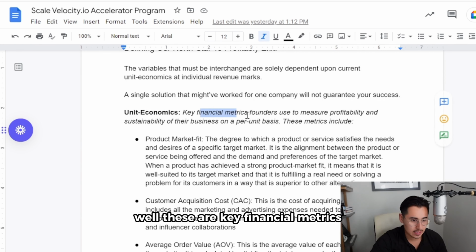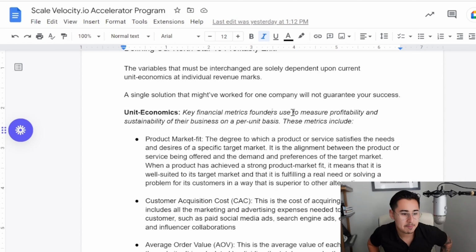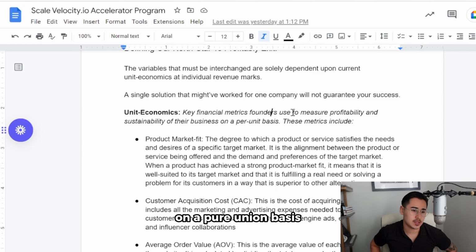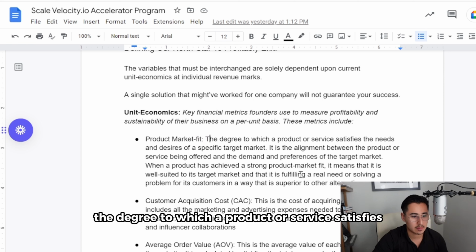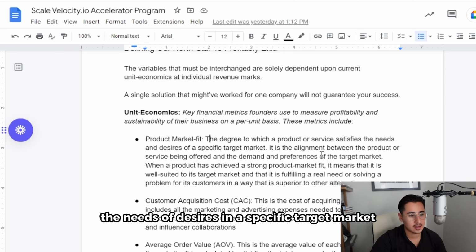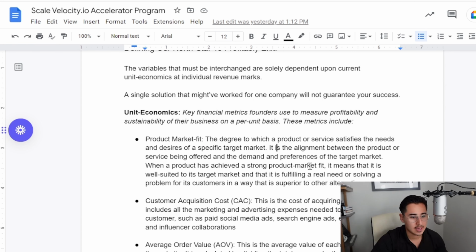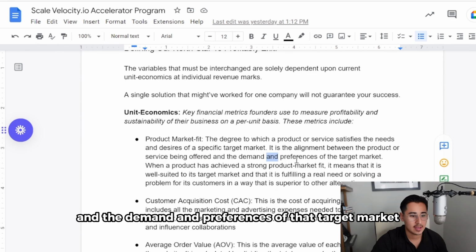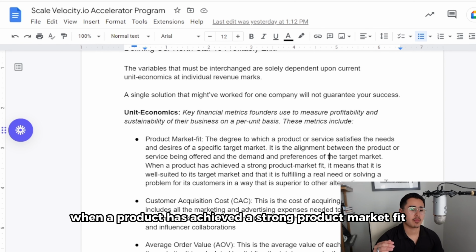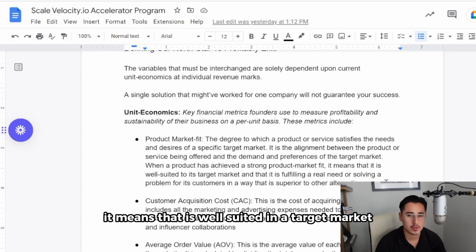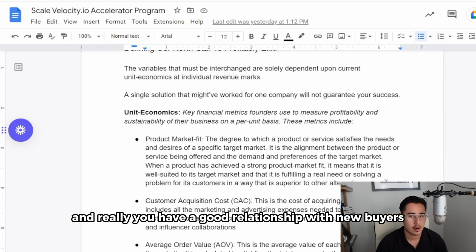Well, these are key financial metrics founders use to measure profitability and sustainability of their business on a per unit basis. These metrics include validating product market fit. Product market fit is simply the degree to which a product or service satisfies the needs or desires in a specific target market. It's alignment between the product or the service being offered and the demand and preferences of that target market. When a product has achieved a strong product market fit, it means that it is well suited in a target market and really you have a good relationship with new buyers, right?